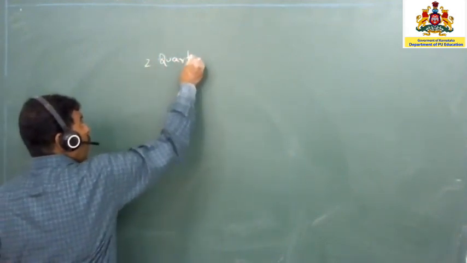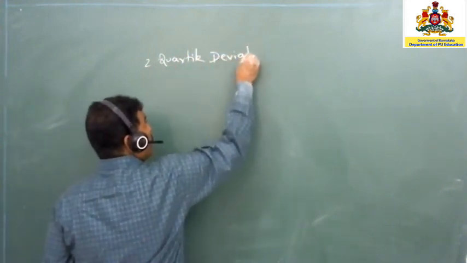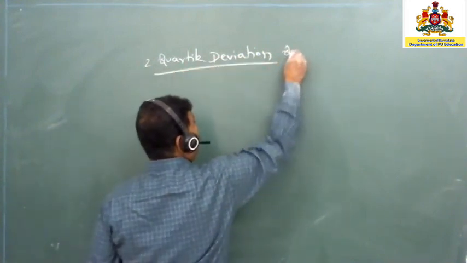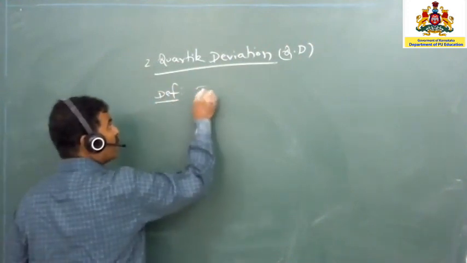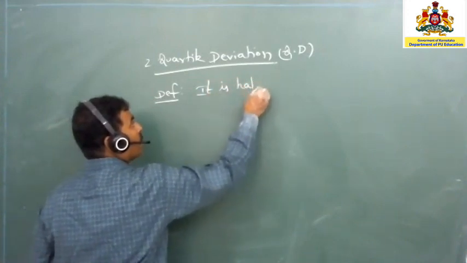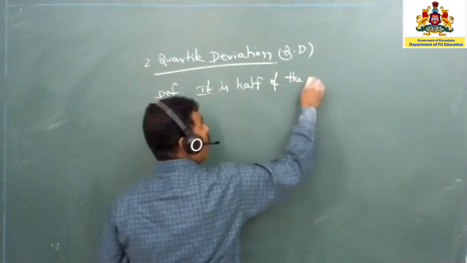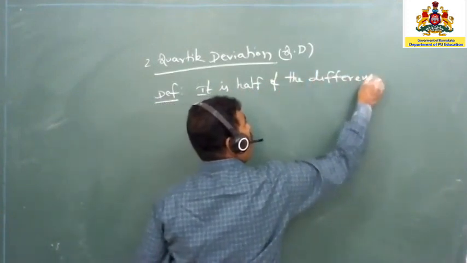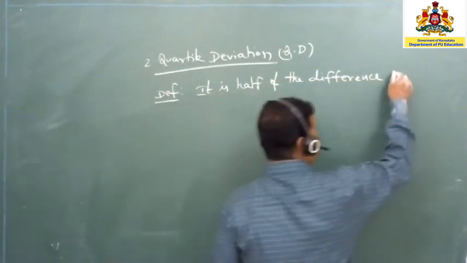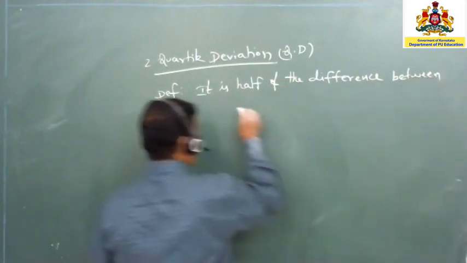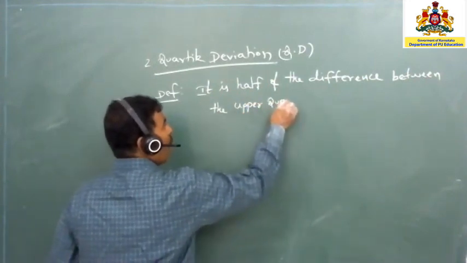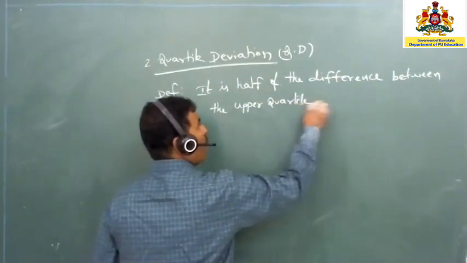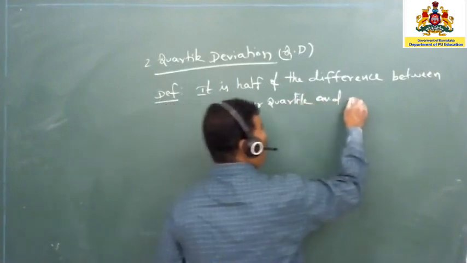The second measure is quartile deviation, QD. The definition is: it is half of the difference between the upper quartile and lower quartile.